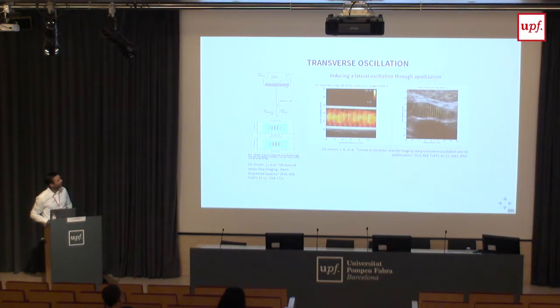But if you can make your wave oscillate laterally somehow, then in theory you can measure this component of velocity as well. The way you can do this is by something called apodization. Apodization consists of basically weighting the intensity of the pulses that come out. In this case, this red curve shows that you are giving more weight to the signal coming from this element, perhaps zero weight here and then more weight here.